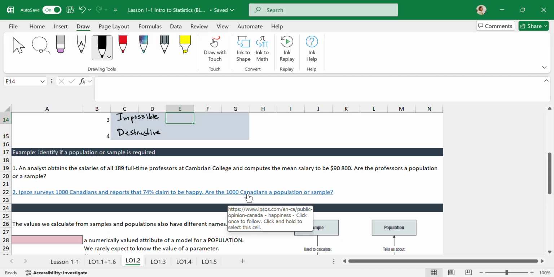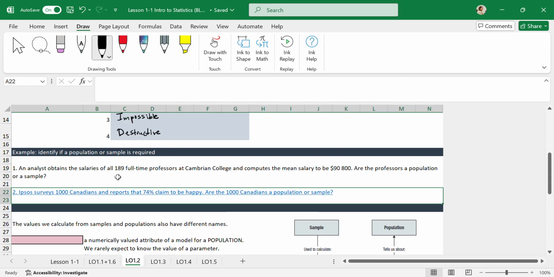So I have a quick example next where we're going to talk about if we would have population or sample data. Remember, a sample is only a small group of the whole, whereas the population is actually the whole. So an analyst obtains the salaries of all 189 full-time professors at Cambrian College and computes the mean salary to be $90,800. These are fabricated numbers, they're not the real numbers for the salaries. Are the professors a population or a sample?